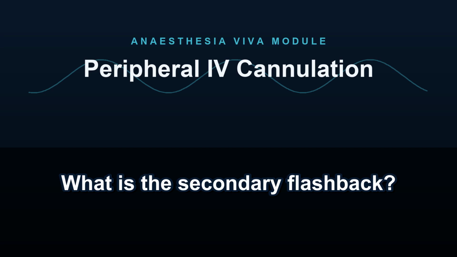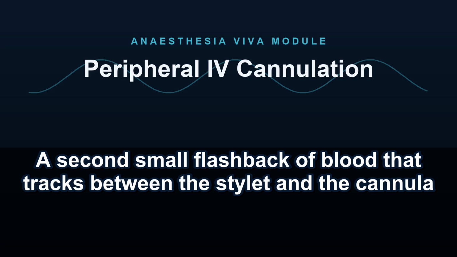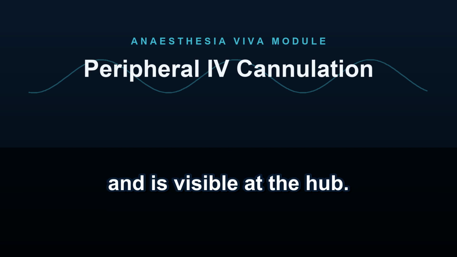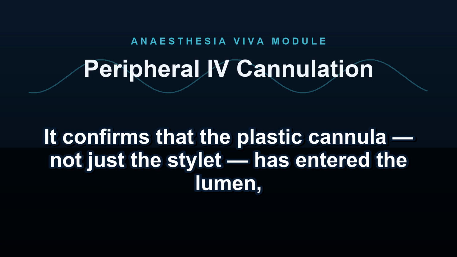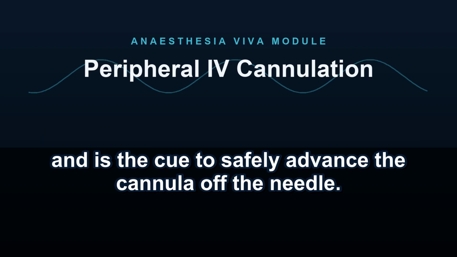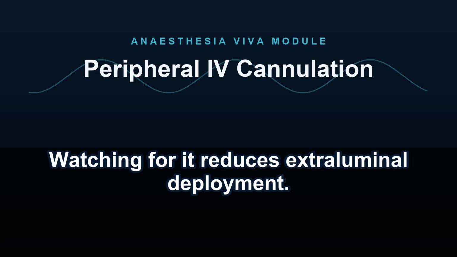What is the secondary flashback? A second small flashback of blood that tracks between the stylet and the cannula, and is visible at the hub. It confirms that the plastic cannula, not just the stylet, has entered the lumen, and is the cue to safely advance the cannula off the needle. Watching for it reduces extraluminal deployment.